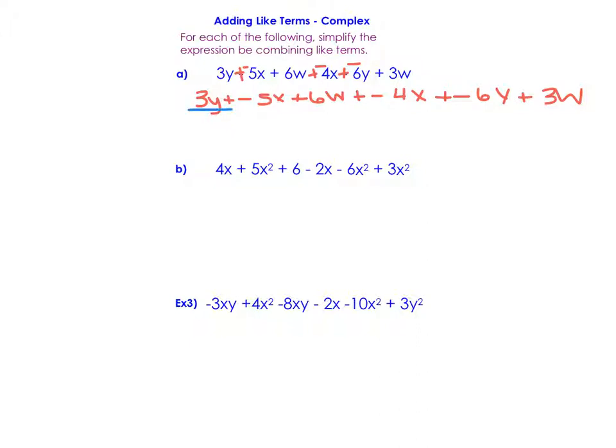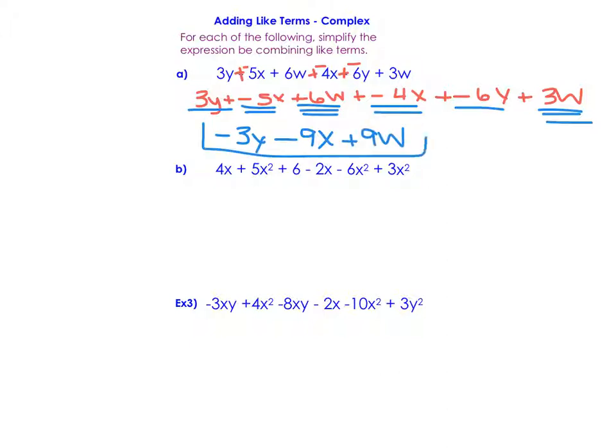So I look at the y's first, and I see 3y plus negative 6y. That becomes negative 3y. I then look at the x's, and I see negative 5x and negative 4x. Those combine to be negative 9x. And then I see 6w and 3w, which is 9w. So yes, we have three variables, but it works out the exact same way.